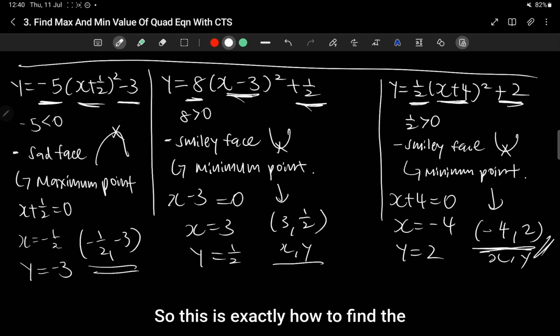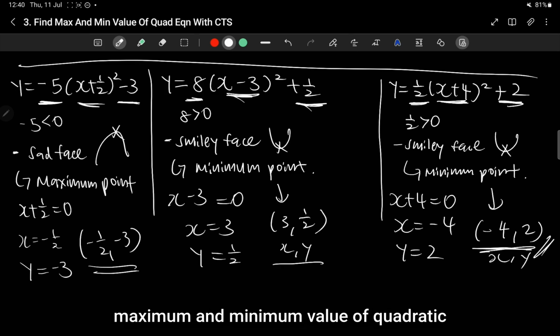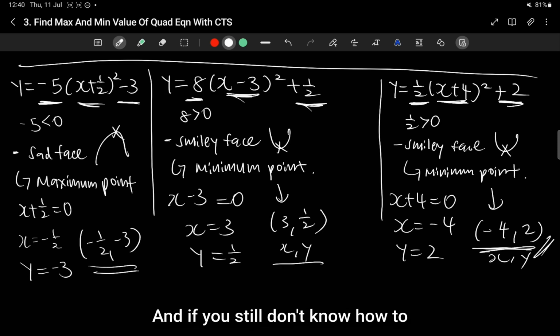So this is exactly how to find the maximum and minimum value of quadratic equations using complete the square. And if you still don't know how to complete the square, I want you to go and click on this video on the right over here, where I will teach you exactly how to complete the square step by step. And once you can understand that, you will be able to better appreciate this video and ace your math exams.